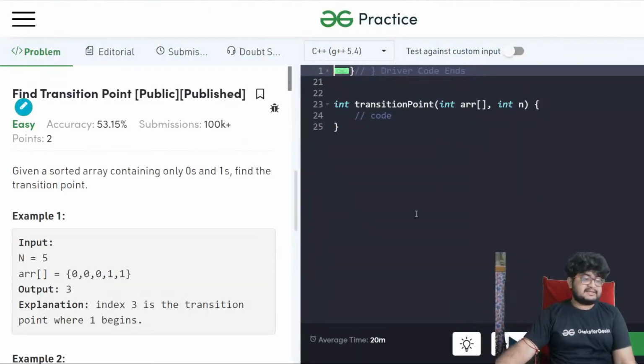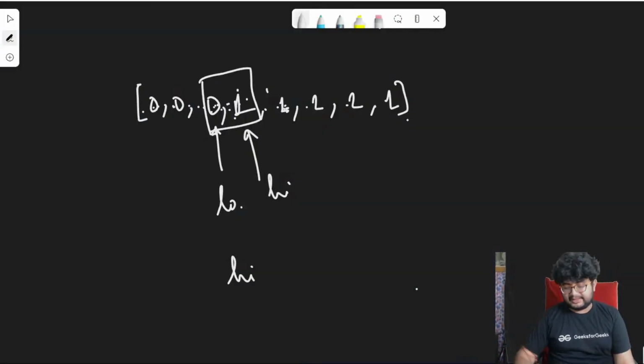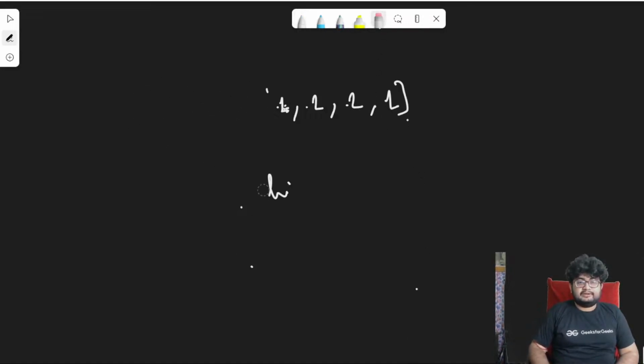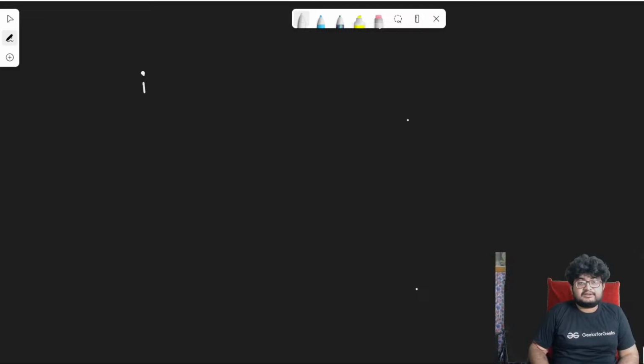Anyways, let's actually write the code on the whiteboard itself. Let's write the code. So what we'll do, first int low equals 0, high equals n minus 1. We will first assume that low is pointing to a 0, high is pointing to a 1.